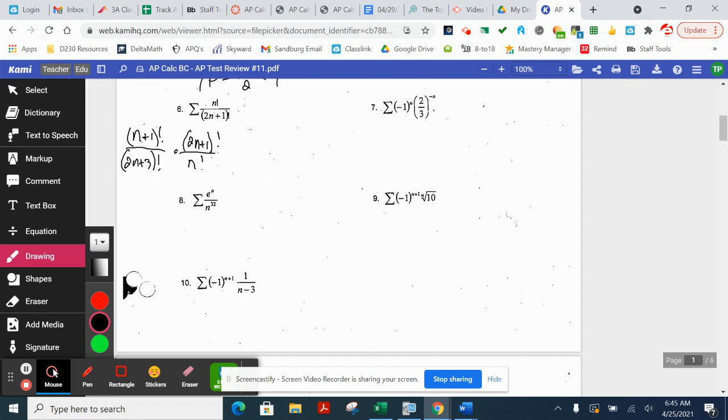We don't need absolute values here. I know eventually on this packet too, we'll do the interval of convergence. When we did the interval of convergence, that's when we use those absolute values. We don't need absolute values for the simple ratio test.